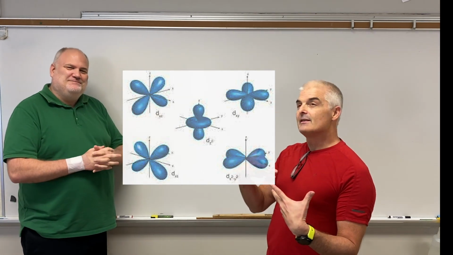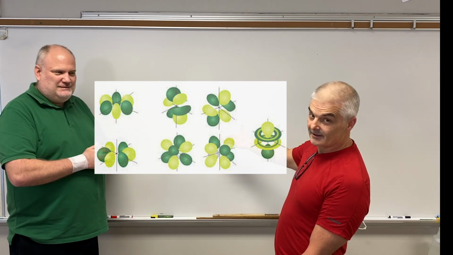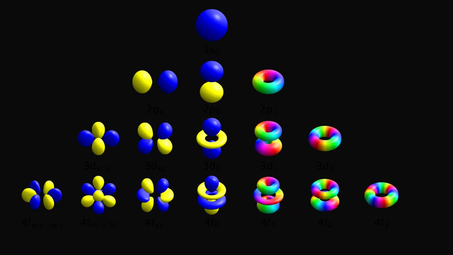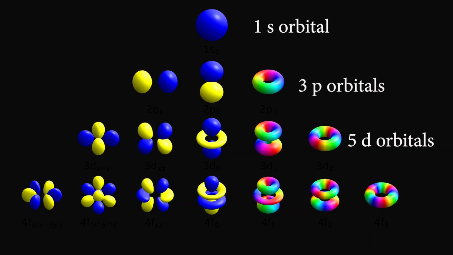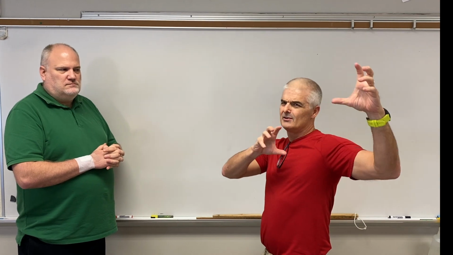Something crazy. And then the most complex one are the Fs. The Fs are crazy, aren't they? Cool shapes, by the way. The Fs, there are 7 sets. You might have noticed that the S's, there's 1 set, the P's 3, the D's 5, and the F's 7. So 1, 3, 5, 7. So that's what the orbitals are, but there are actually sublevels.